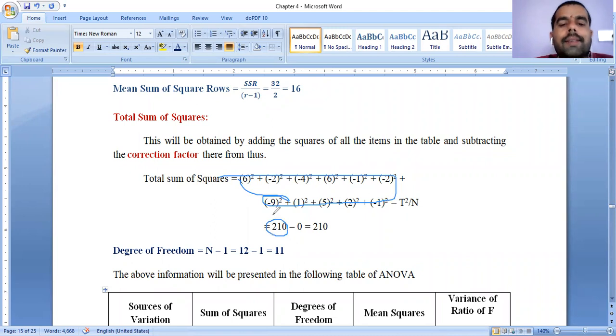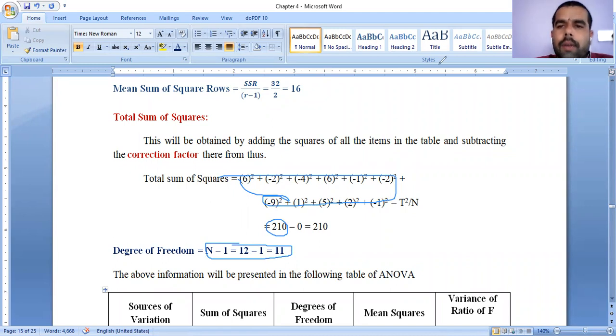This is called SST. Then the degrees of freedom is nothing but n minus 1. K is equal to n minus 1. How many samples are there? Individual samples, 12 samples are there. 12 minus 1 is equal to 11.